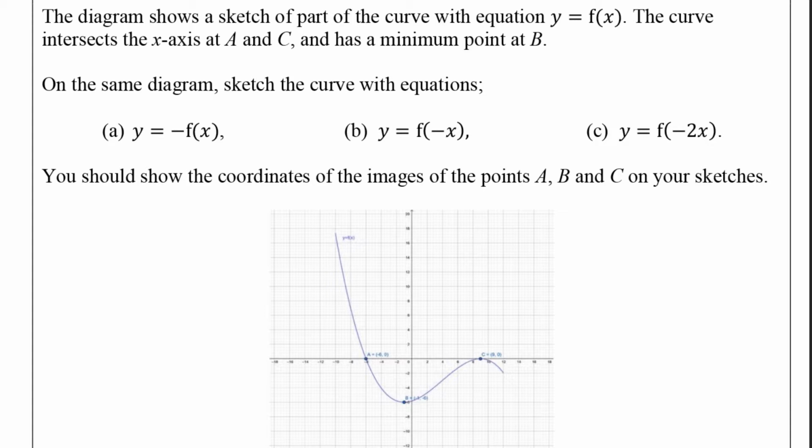which may be a little familiar by now to you if you have seen the translation and stretch videos. The diagram shows a sketch of part of the curve with equation y equals f of x. The curve intersects the x-axis at A and C and has a minimum point at B. On the same diagram, sketch the curve with equations y equals the negative of f of x, y equals f of negative x, and y equals f of negative 2x. You should show the coordinates of the images of the points A, B and C on your sketches.